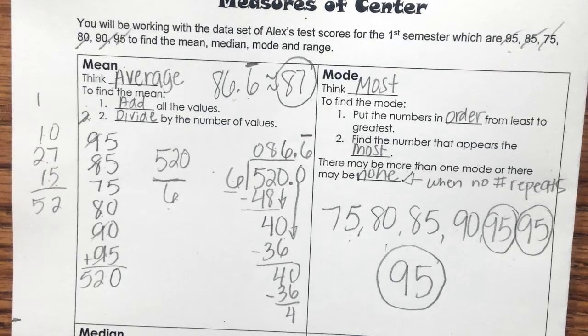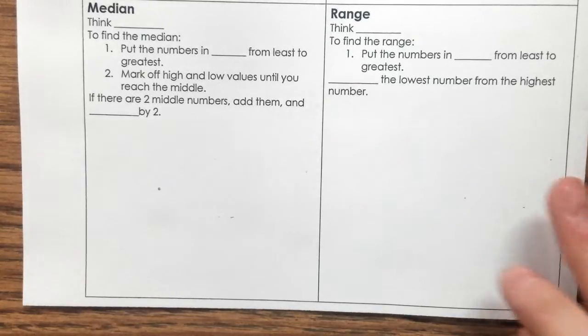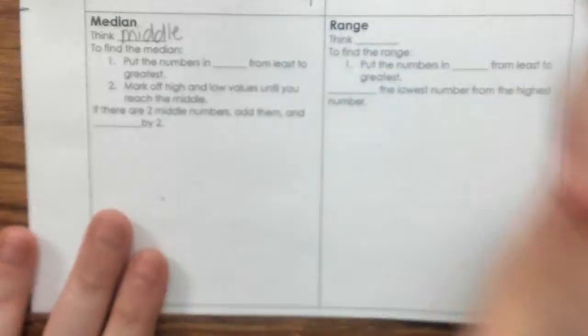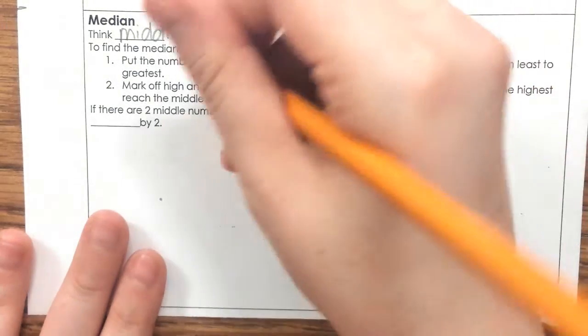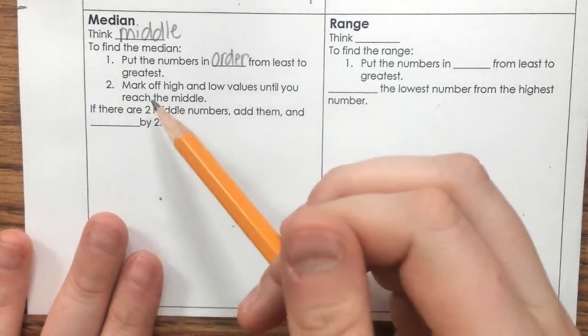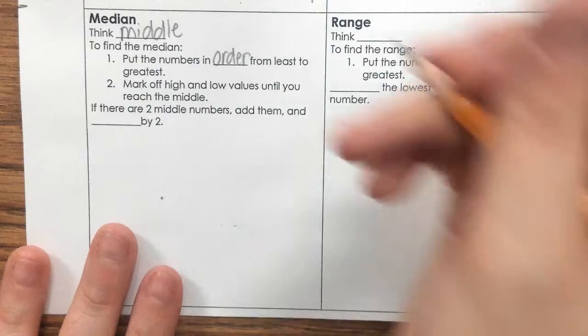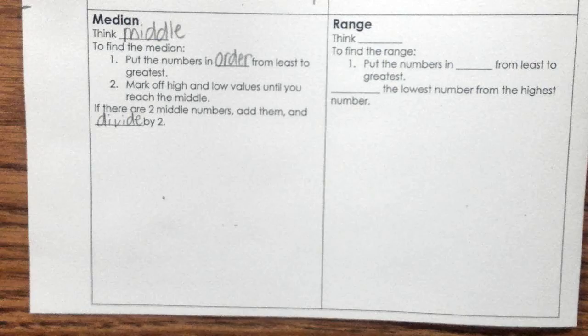All right, so let's go ahead and move on to median. Let me move the paper up so you can see the median. All right, median. When we look at the word median, we want to think middle. We're going to be looking for the number that's in the middle. So to find the median, we're going to put the numbers in order from least to greatest. Then we're going to mark off high and low values until we reach the middle number. However, sometimes there's two numbers in the middle, so we'll have to add them and divide by two because we want to get between those numbers, right, in the middle.